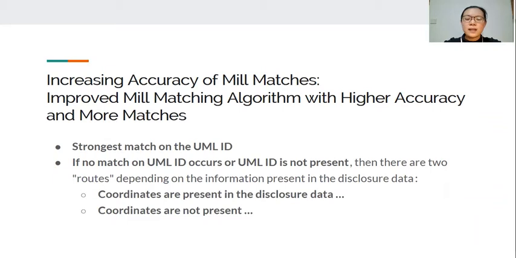First, the strongest match is on the UML ID. If not, then there are 2 rows depending on the disclosure data. If coordinates are present, then we test name similarity for mills within a certain minimum distance. The best match based on distance and name similarity is taken as the match. If coordinates are not present, then we'll calculate each brand mill's name similarity to each UML mill.